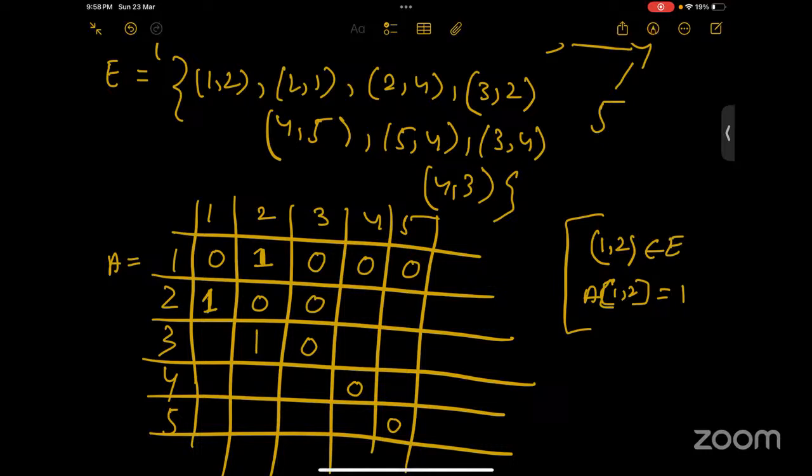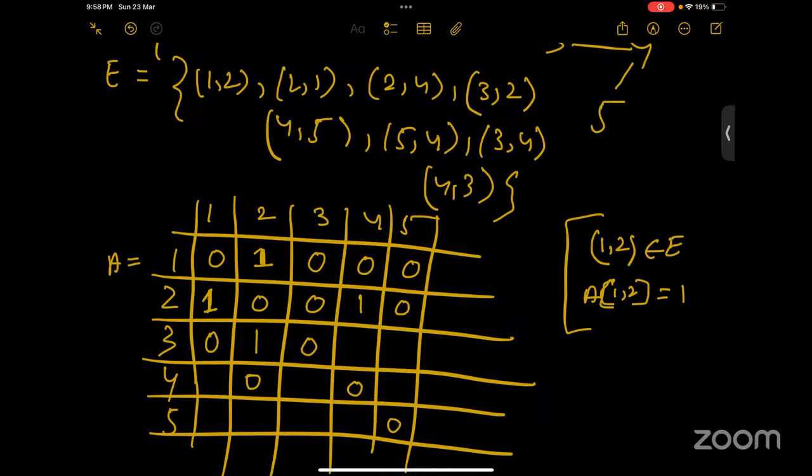Right? So 2, 4. 2, 4 is there, but 4, 2 is not there. So 4, 2 is 0, right? Yeah. 2, 5 also not there. 0. 5, 2 also not there. Yeah. 3, 1 not there. 1, 3 also not there.